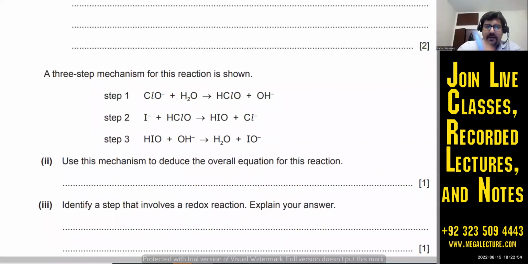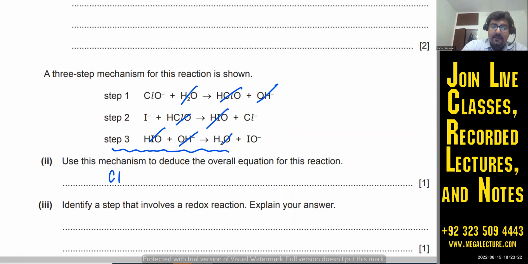So he's saying use the mechanism to reduce the overall reaction. I mean, the overall reaction is you add all the steps. If I add up all the steps, what will it be? Things that appear on both sides are going to get cancelled out. HClO gets cancelled out. OH ions and OH ions get cancelled out. What else is getting cancelled out? I guess HIO and HIO as well, right? So the overall reaction is ClO⁻ plus I⁻, and the products are Cl⁻ and IO⁻, right? So that's the reaction.